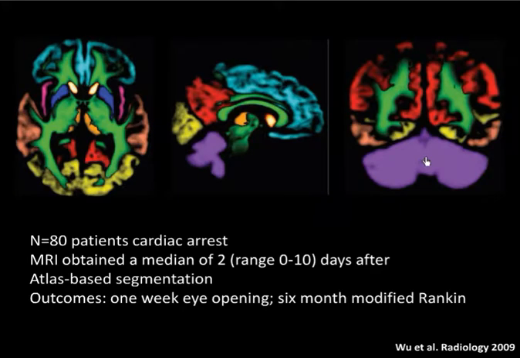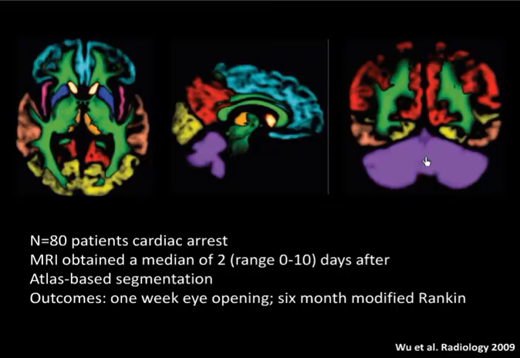This is a paper by my colleague, Ona Wu, and what these investigators did, Dr. Wu and Dr. Greer, was they parcellated the brain using MRI into different gray and white matter structures, and they measured the ADC values within these different structures. So this atlas-based approach was used to help identify MRI as a predictor of 6-month outcome.